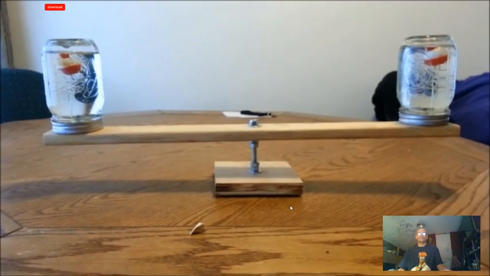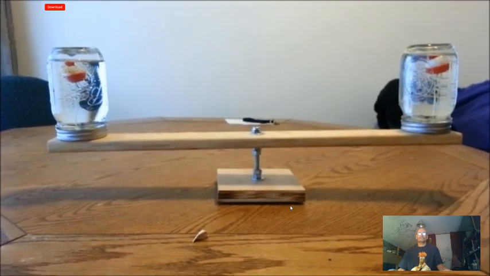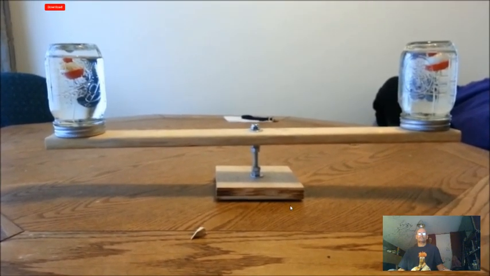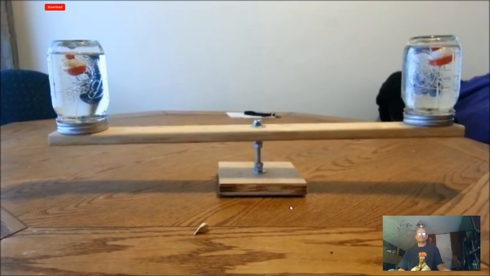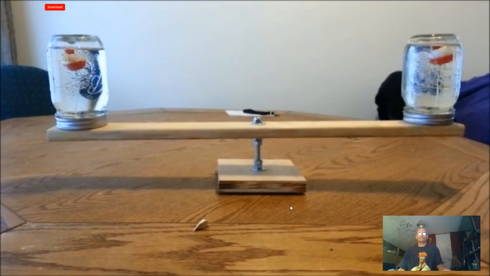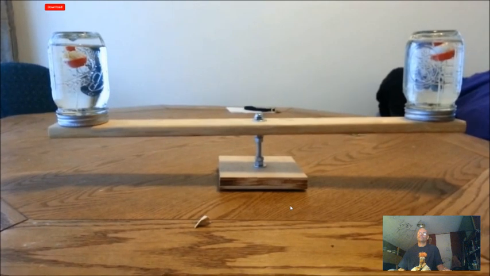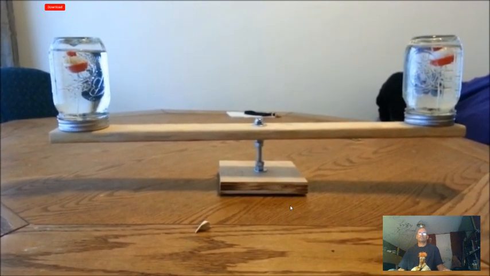And the question is, when I spin the apparatus, what's going to happen to the fishing bobbers? Will they stay where they are? Will they point to the outside of the circle? Will they point to the inside of the circle? Or will they point forward or backward in the direction of motion, say tangentially to the circle?